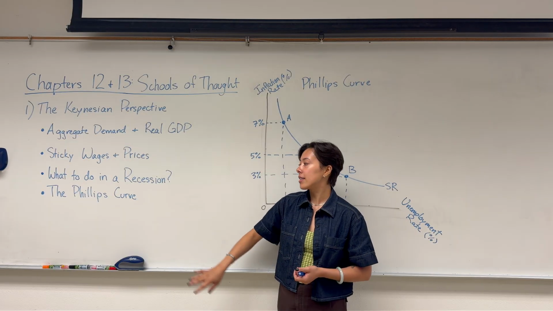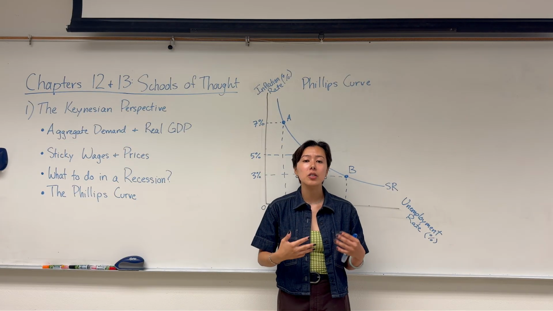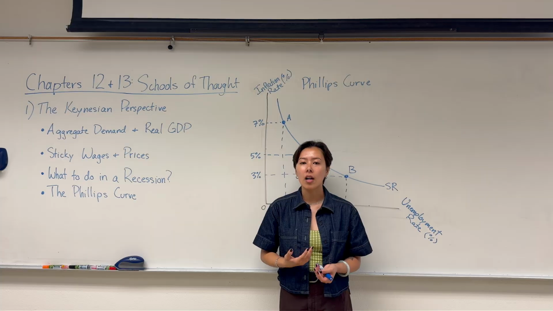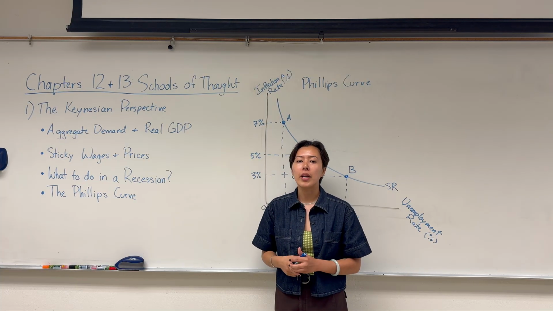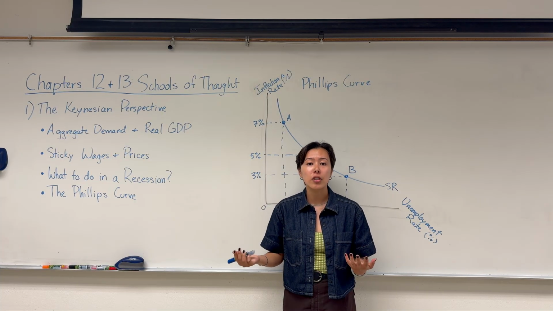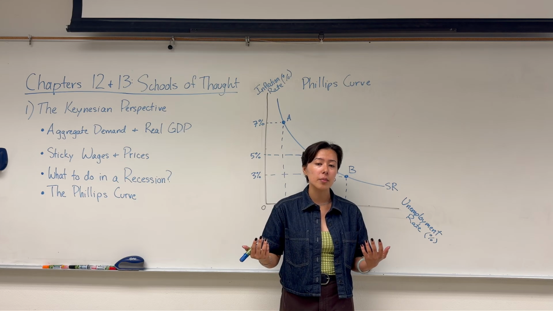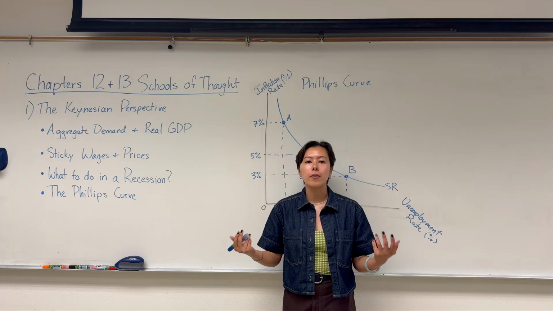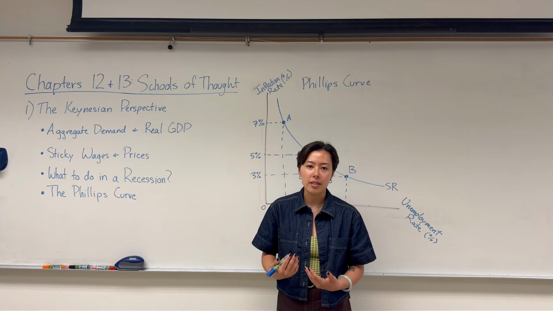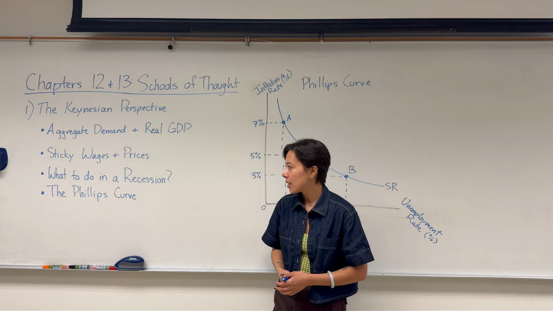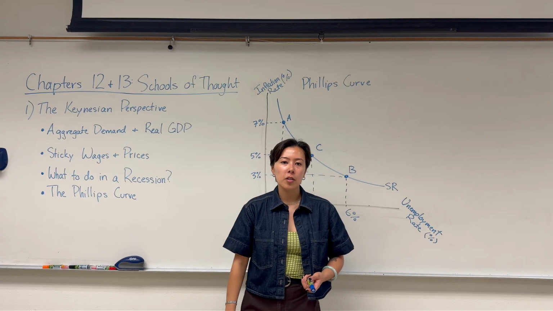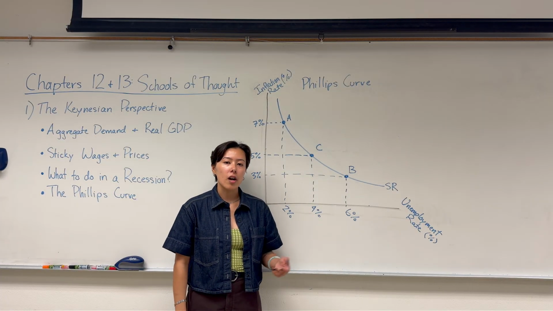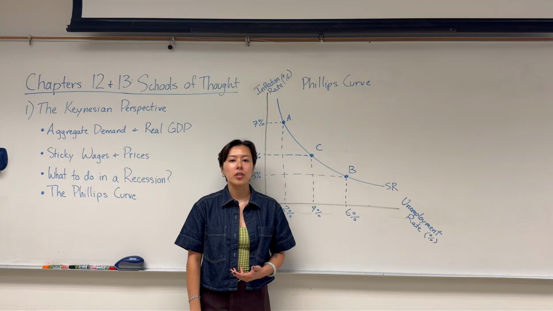From this, we get the idea that the government should implement fiscal policy to correct the economy when we get off track. If we enter a recession, we need expansionary fiscal policy to boost aggregate demand. If we enter an inflationary period, we need contractionary fiscal policy to bring us back down to potential GDP. Lastly, we drew our Phillips curve, which just illustrates this trade-off between unemployment and inflation in the short run.